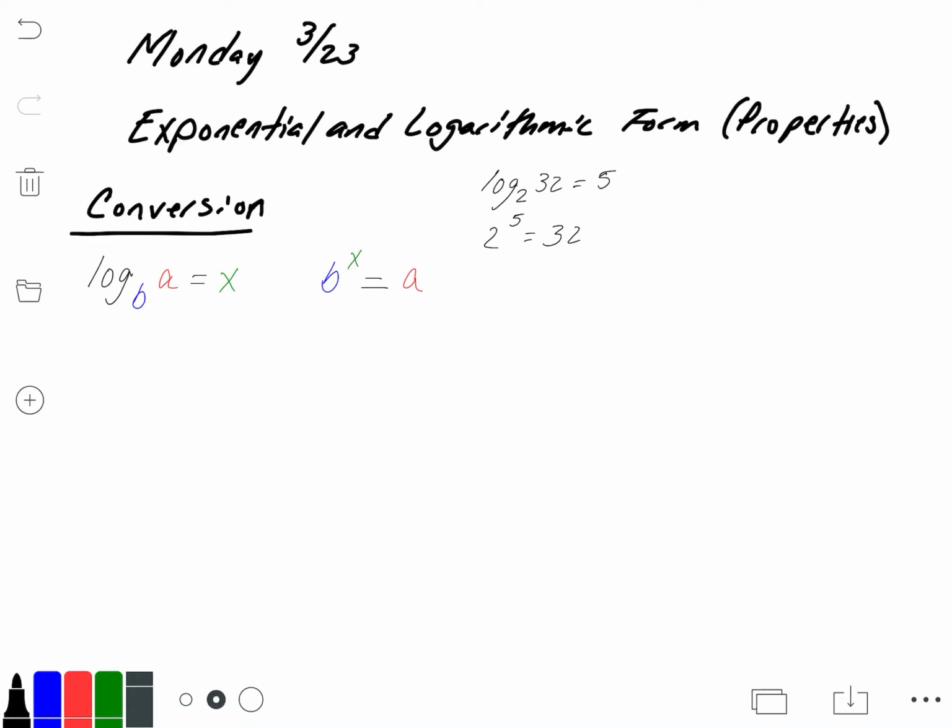All right, now I've got a few properties I want to show you. The first one is inverse properties.